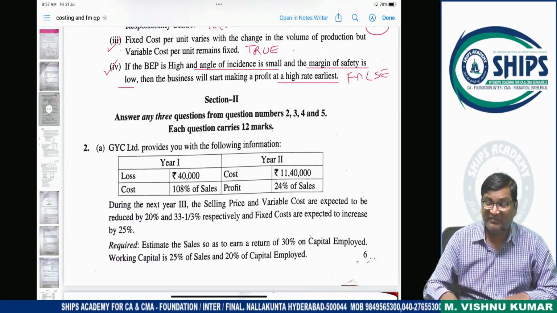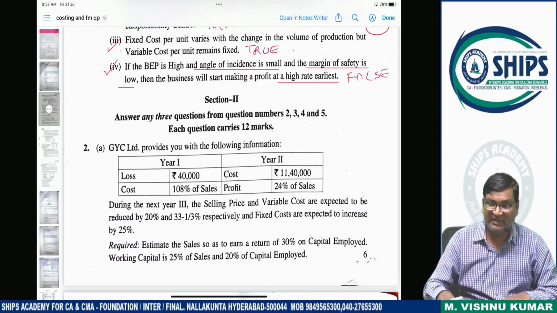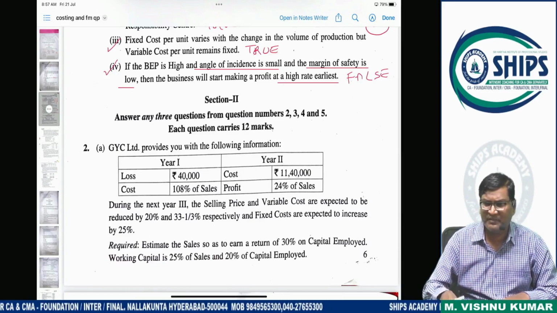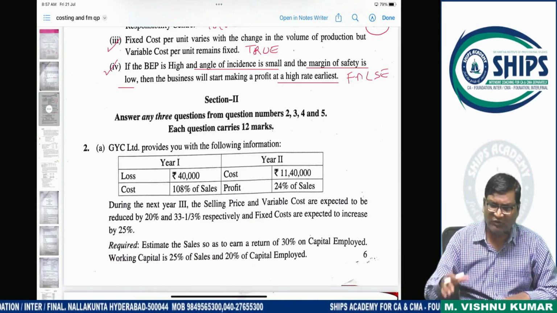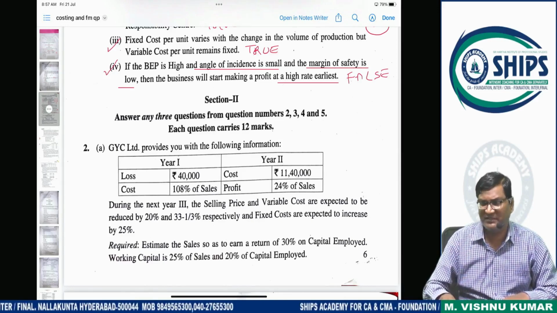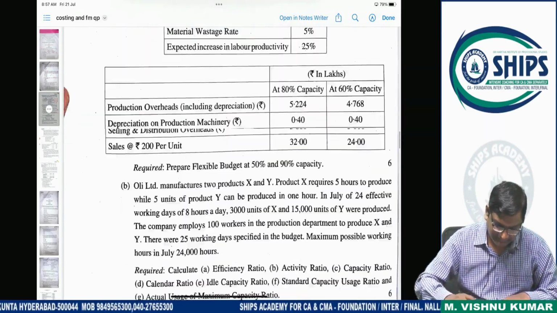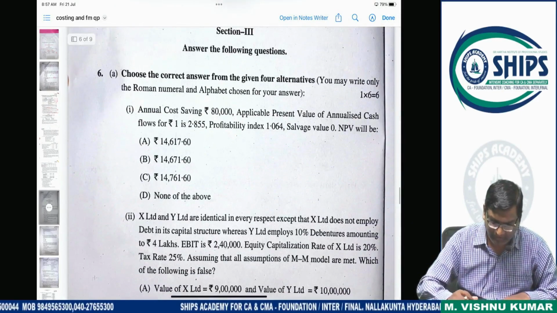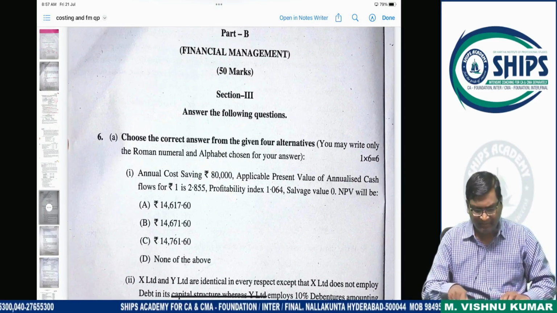We'll discuss the FM MCQs, fill in the blanks, true false, match the following. Fill in the blanks are generally not given; MCQ only is given, match the following is given, and true false is given. So now we'll start the FM part. Okay, right sir. So in the next video I will prepare the answers for long answers. Now this is part B, financial management.